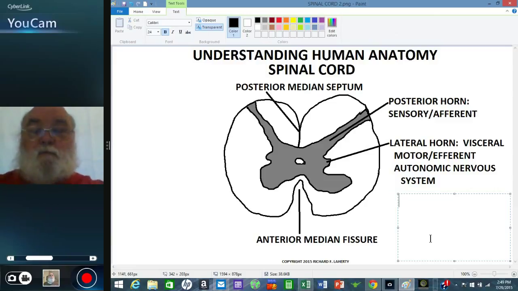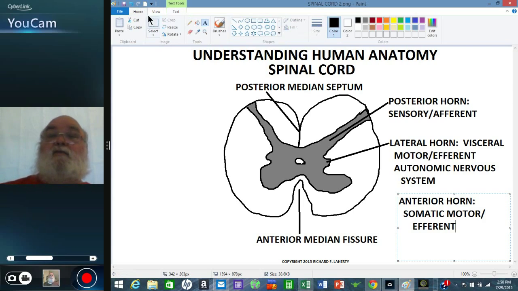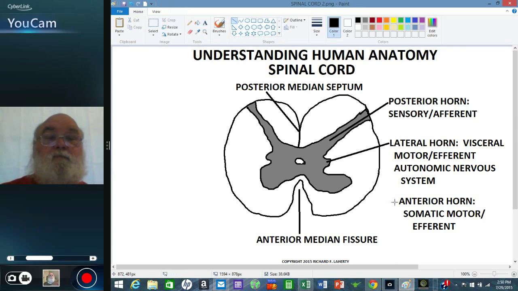The third horn is the anterior horn. And the anterior horn is also motor, but it is somatic. Somatic motor, or somatic efferent. These are the neurons that control our skeletal muscles. The axons from the neurons you find in the anterior horn pass out to our skeletal muscles and stimulate them to contract, to activate.